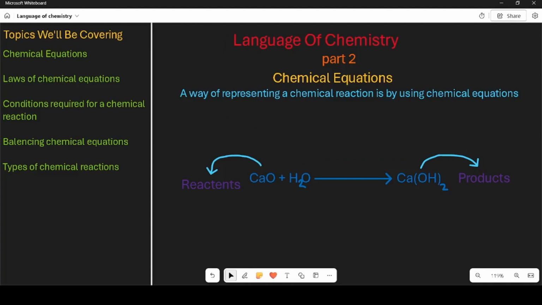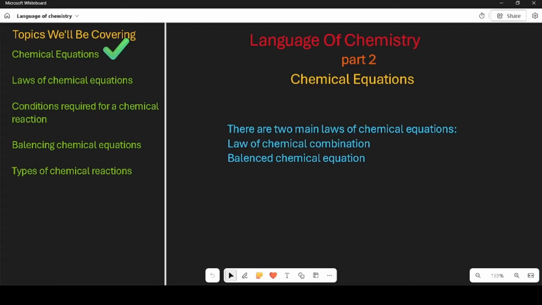The substances which take part in the chemical change are called reactants. The reactants can be elements, compounds, or both. The substances which are formed after the reaction are called products. They can also be elements, compounds, or both. Reactants are always on the left side of the arrow, and the products are always on the right side of the arrow. There are two main laws of chemical equations: law of chemical combination and balanced chemical equations. We will discuss them in detail.